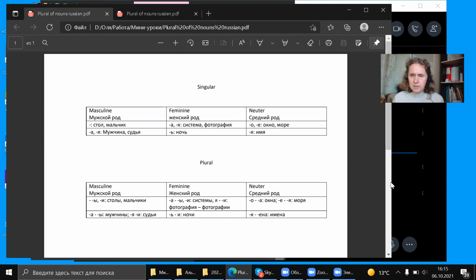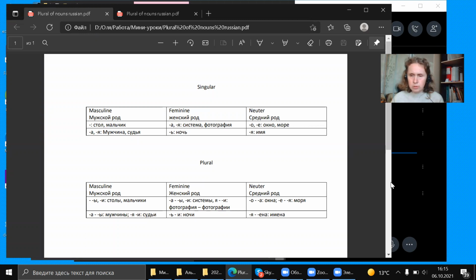So normally you have to learn the gender. Very seldom you can figure it out, like when you are talking about animate objects, like somebody who is alive, an animal, a person. For example, мальчик, a boy, will be masculine, девочка, a girl, will be feminine. So that's kind of what you will expect, right? But for the rest of nouns, for the most of nouns, this logic doesn't work.